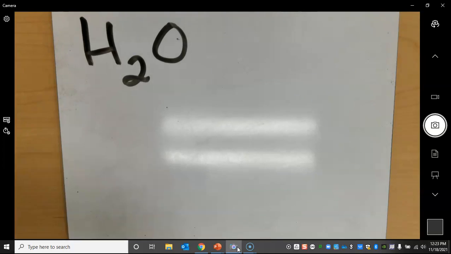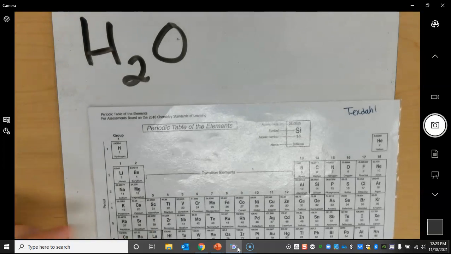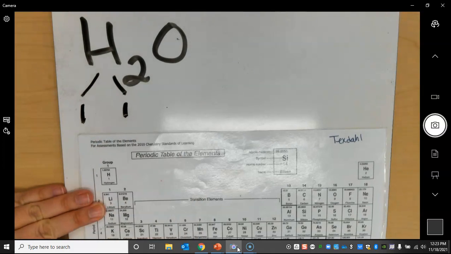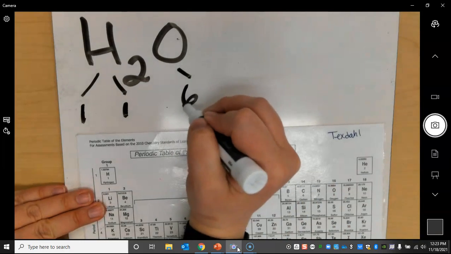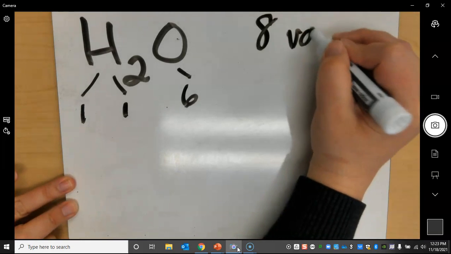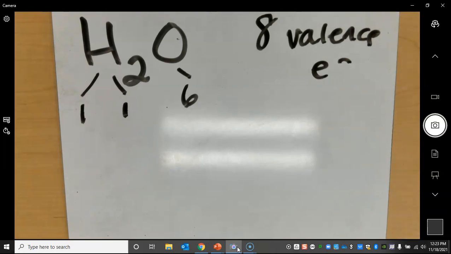we have 2 hydrogen atoms and 1 oxygen. So we're going to look at our periodic table and say, okay, hydrogen is in group 1, so it has 1 valence electron. So I have 2 hydrogens, each of which have 1 valence electron, and I have oxygen, it's in group 16, so it has 6. All right, so that means I have a total of 8 valence electrons that I can use. Now, I can't use any more than that or any fewer. That's what I have, that's all I can use.